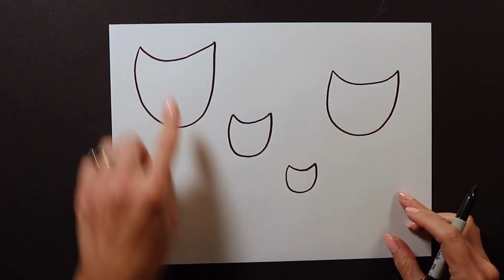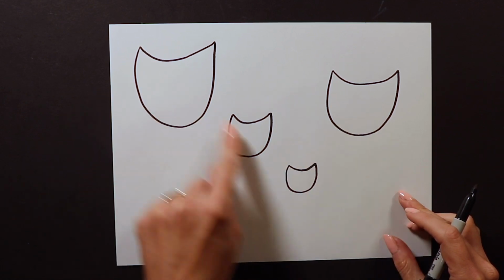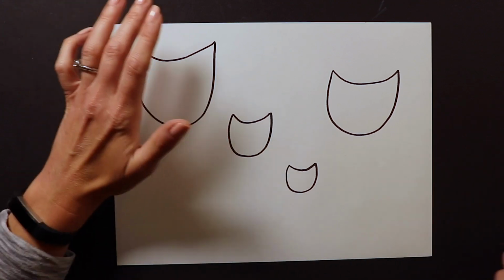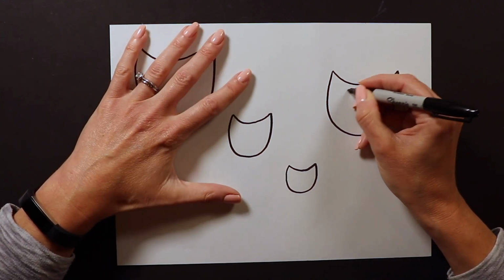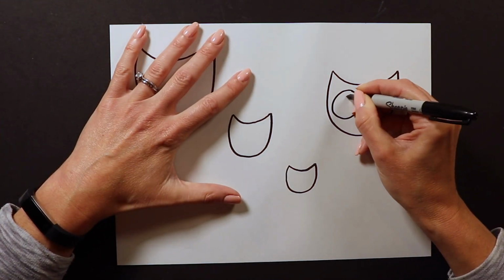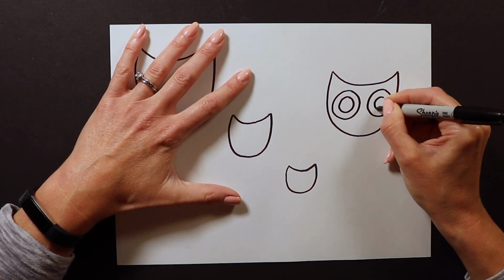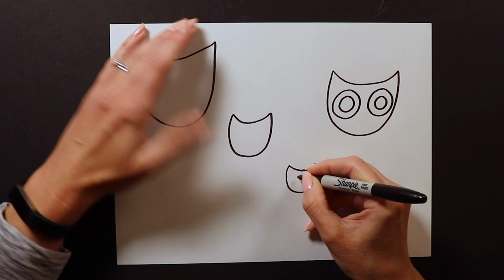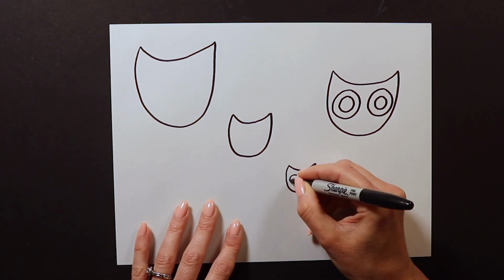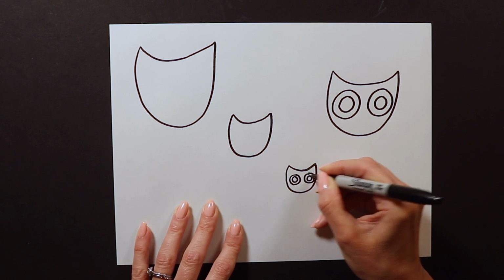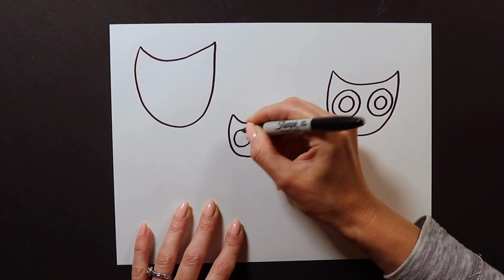All right, so after we have these owl heads, we need to put the eyes on. Owl's eyes are kind of funny. I do owl's eyes like really, really big donuts. So it's a circle inside a circle, just like that. You're going to go to all your owl heads and put 2 big donuts. These are going to become our owl eyes.